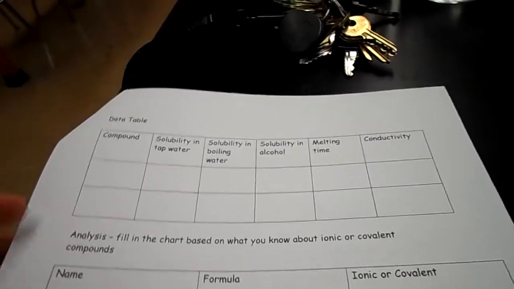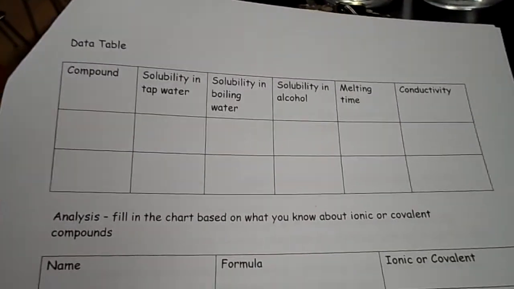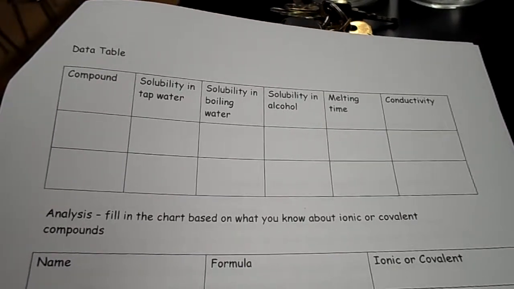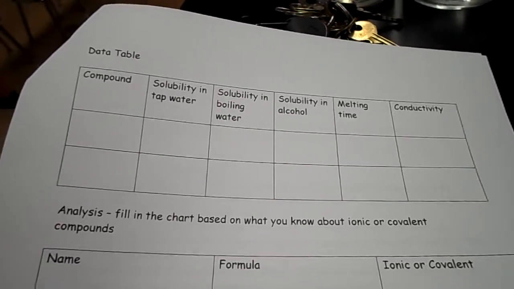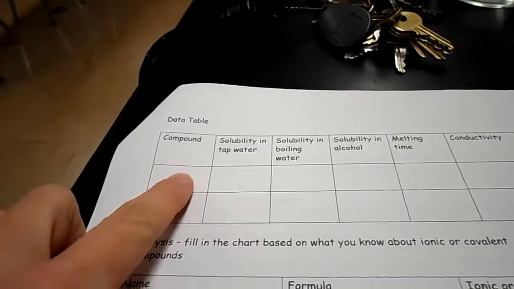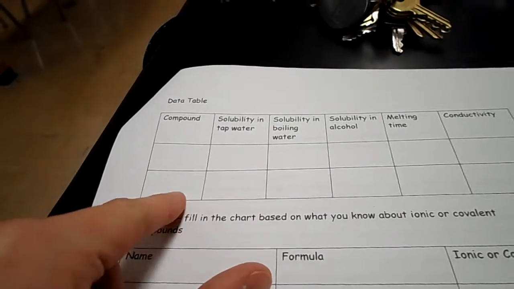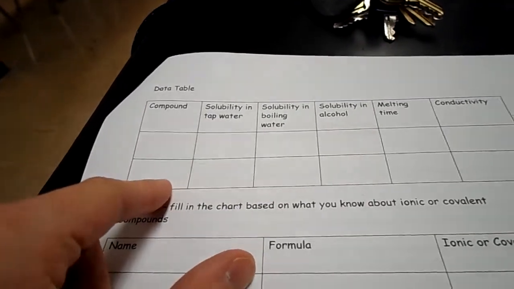Okay, this is the Ionic and Covalent lab. You need to focus on the chart on the third page so you can record the results as I complete the lab. The two compounds that we will be using, we have salt, which is sodium chloride, NaCl, and then sucrose, which is our sugar.